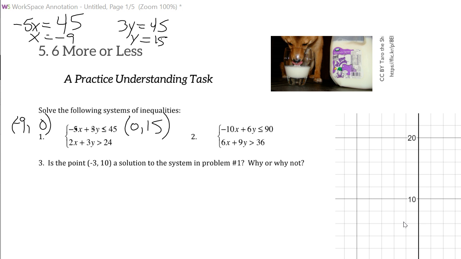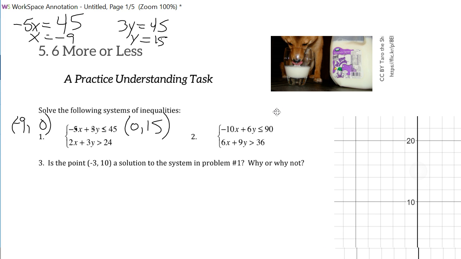Okay, back to live action. We had the point 0, 15. We had the point negative 9, 0. Okay. And let's see, this is less than or equal to, so we are going to fill in our line. So let me change to a filled in line. And we'll keep this in blue, I guess.